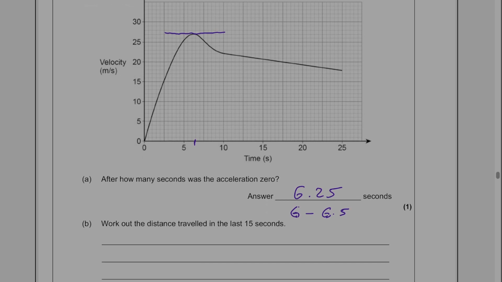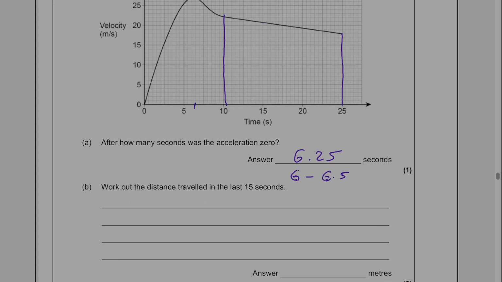Right, work out the distance travelled in the last 15 seconds. The last point is 25, so 15 from there would be this point here. That looks pretty much like a trapezium, so I'm going to treat it like a trapezium. The distance is going to be the area. If we call this A, this B, and the distance here H, the area is going to be half of A plus B times H.